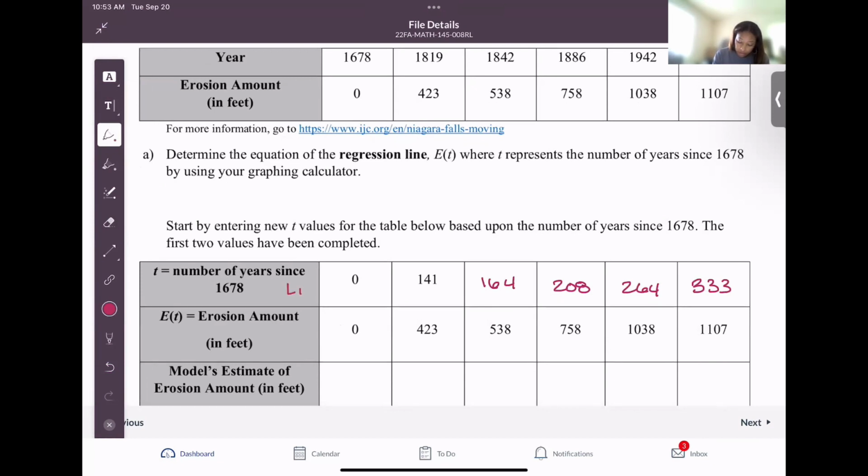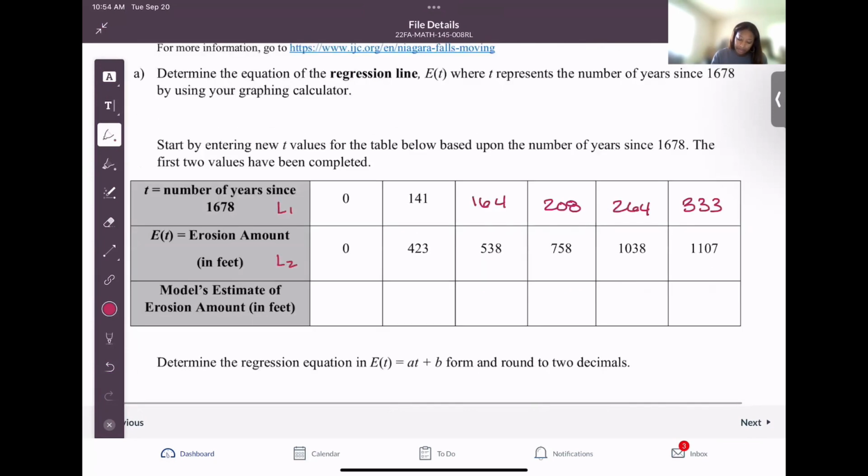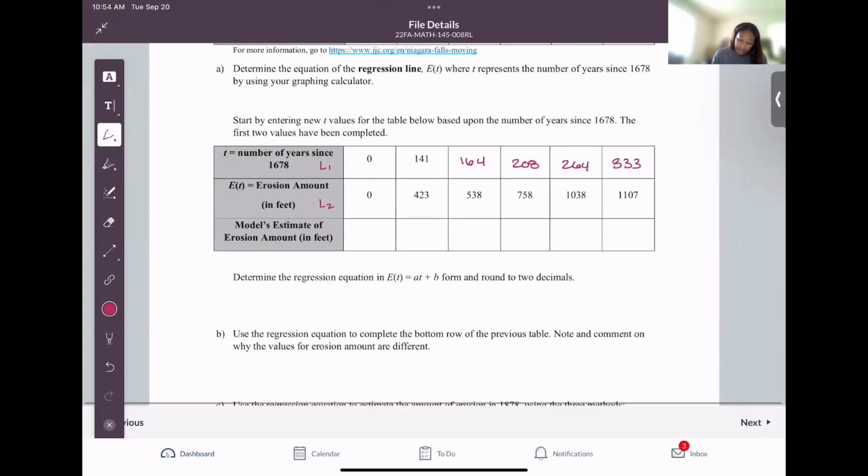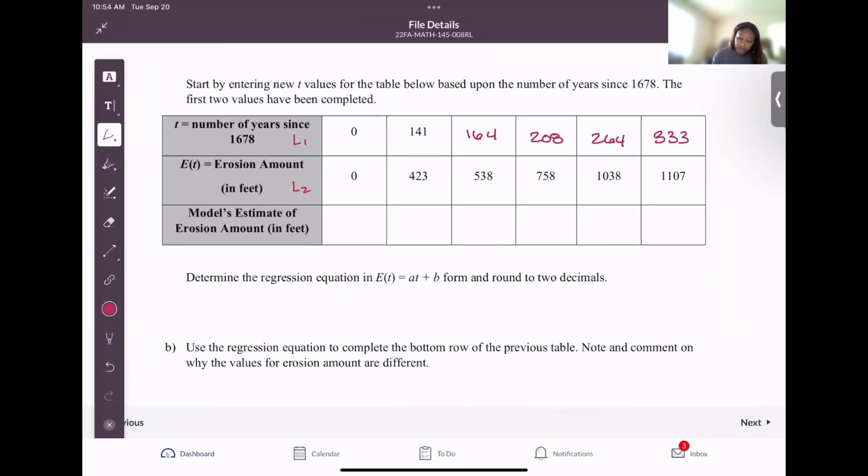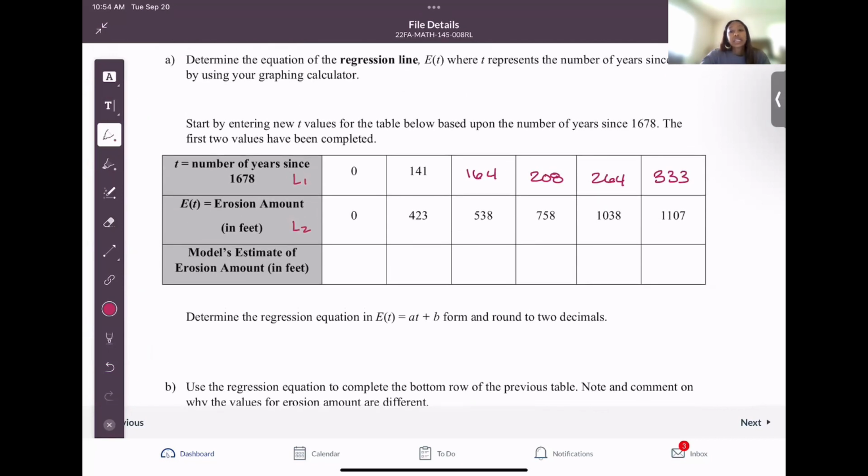And then for the outputs, we're going to use the erosion amount in feet. We have to put this into our calculator and then find the regression model. And we can do the scatter plot too, even though we aren't asked. And then notice we're also asked to use the regression model to figure out the outputs for all of these different inputs that we're given, so to use a model to estimate what the erosion amount would be. All right, so we have a little bit of work to do. Let's jump to our graphing calculators and get this done.